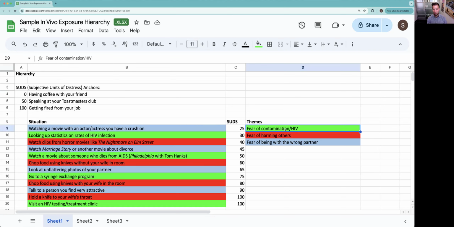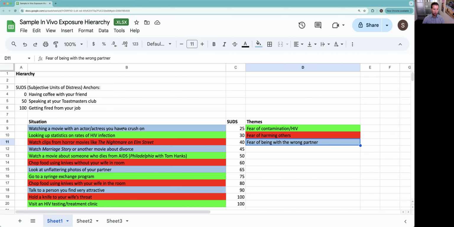So first, let's talk about some of the themes that we might see. So for this hypothetical sample person I created here, I gave them 3 main OCD themes. First, a fear of contamination or HIV. And then I've labeled the exposures related to that theme green in the hierarchy. A fear of harming others, I labeled those red. And then blue for a fear of being with the wrong partner. Okay, so we might have 5 themes with OCD, we might have 7, we might have 3. It really doesn't matter. This is just a way to break down that we're going to create one hierarchy. We want it to really address each of the themes.